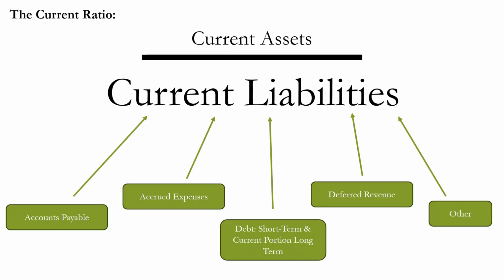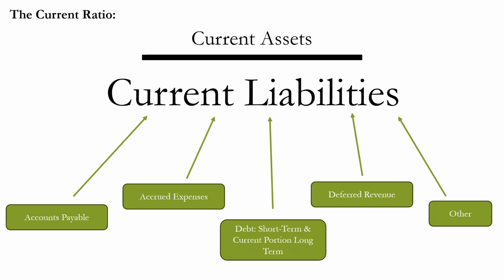Alright, we've covered what current assets are, but what are current liabilities? Current liabilities are made up of accounts payable, accruals, debt owed within a year, deferred revenue, and more. Accounts payable is the exact opposite of accounts receivable. Accounts payable is the money our company owes for services or goods we have received but not yet paid for.